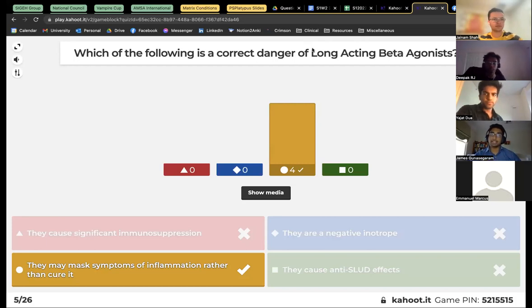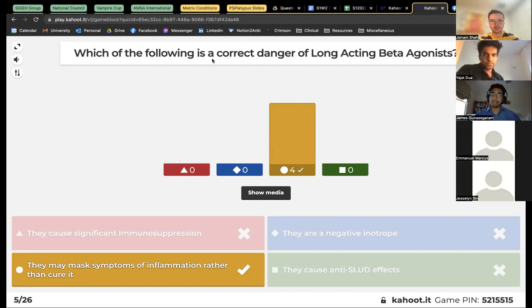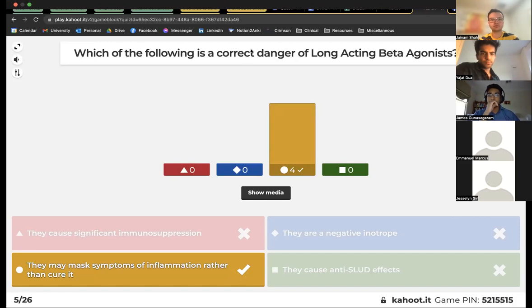Red is immunosuppression, which is ICSs. You want to be really careful of those because they cause local immunosuppression wherever you use them. And if you use them in the lungs, then that can be a big problem for respiratory infections. Lots of patients who get put on long-term corticosteroids have to be put on prophylactics for all sorts of diseases. Blue, they're a positive inotrope because they're a beta agonist. And that's why you don't use beta antagonists or beta blockers in heart disease for patients who have asthma, because you are doing the opposite of what you're trying to do here. And then green, anti-SLUD effects, so that would be your anti-muscarinics.